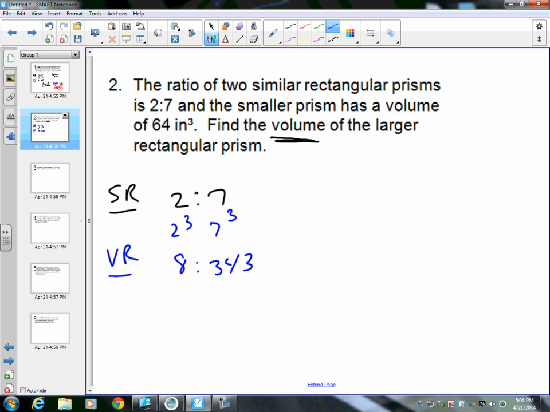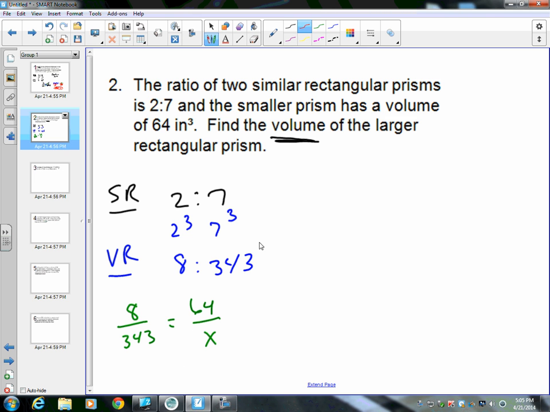Okay. So we could set up another proportion, and I'm going to go ahead and write it down. We'd end up with 8 over 343, written as a fraction, volume ratio, is equal to, well, it tells us the smaller prism has a volume of 64, so you'd say 64 over x. We could use this one just the same as number 1, but I'm not going to. I'm going to do it slightly different. If you want to go ahead and solve this one just for fun, go for it.